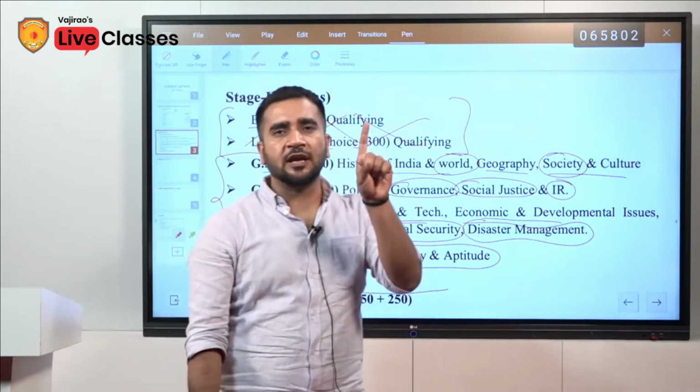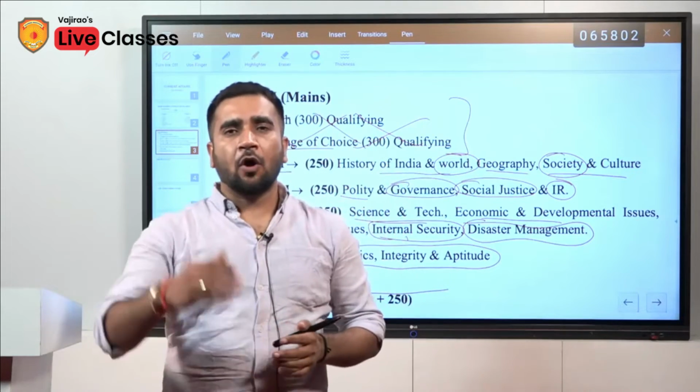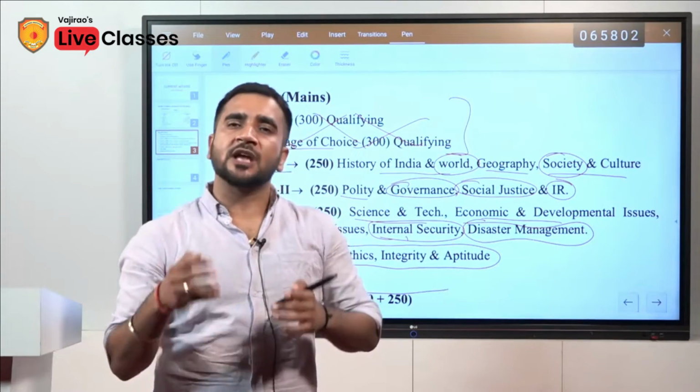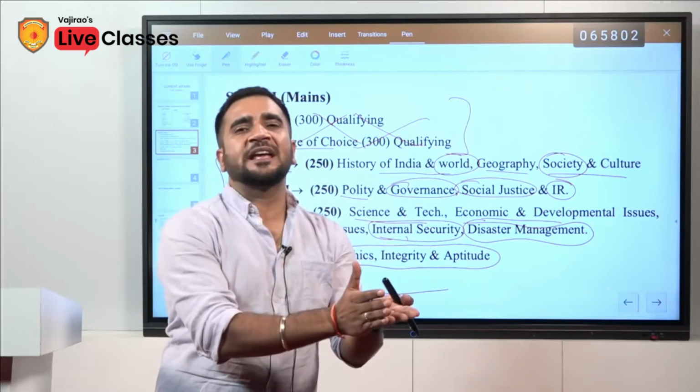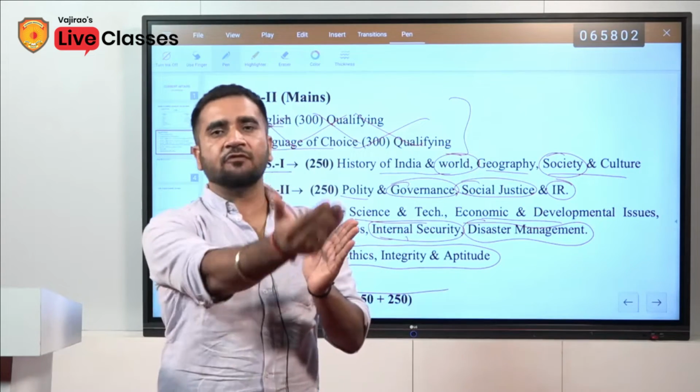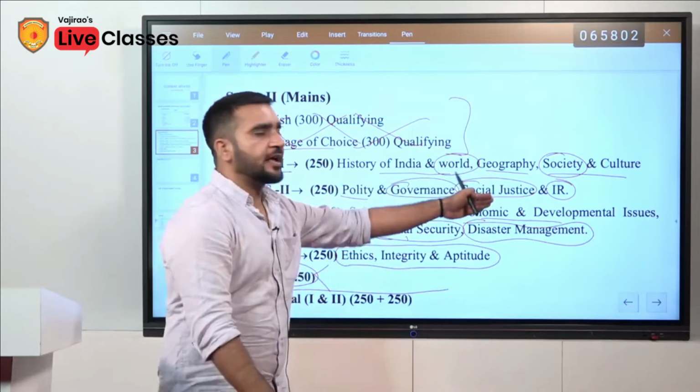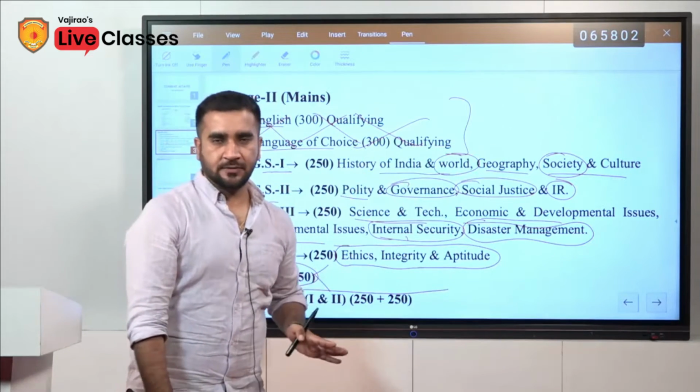And one thing you need to take care very clearly, that all the subjects in general studies and prelims are part of general studies mains also. And some additional ones are part of mains, and these are the encircled ones, the additional ones.